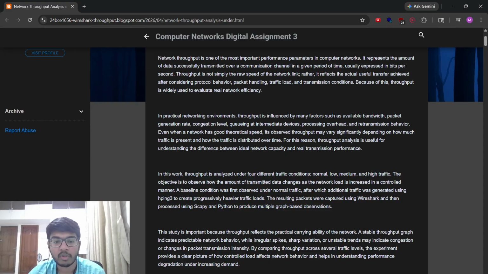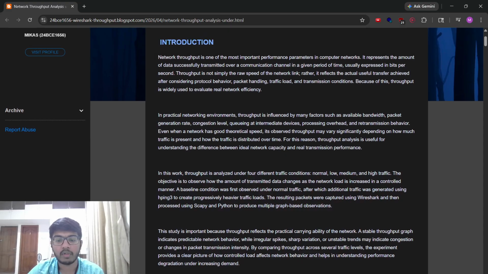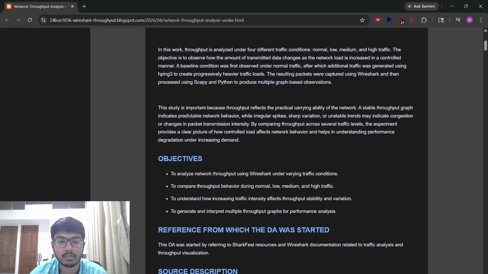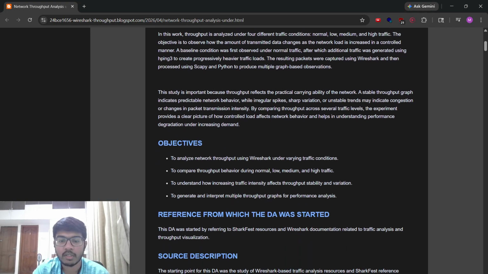The aim was to observe how increasing control traffic affects throughput levels, fluctuation, and stability. The objectives of this work were to analyze throughput under varying traffic conditions, compare throughput across normal, low, medium, and high traffic, study how increasing traffic intensity affects network behavior, and generate multiple graphs for technical interpretation.